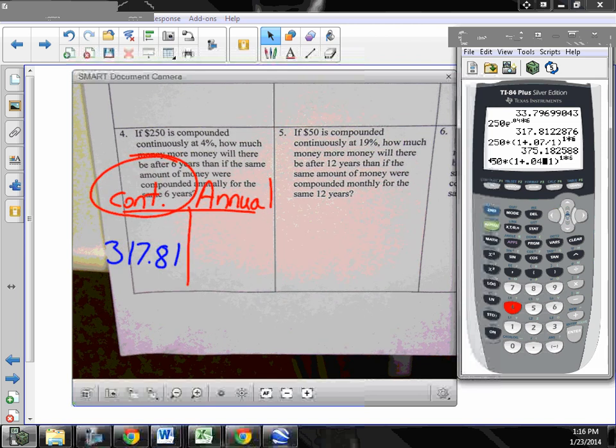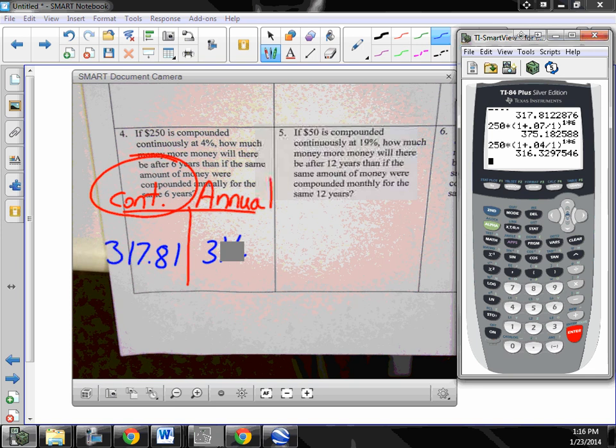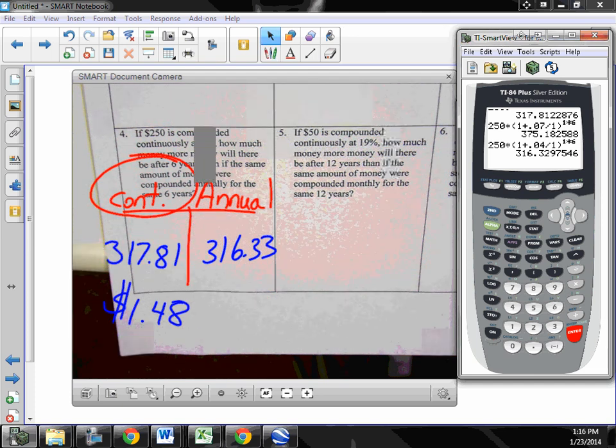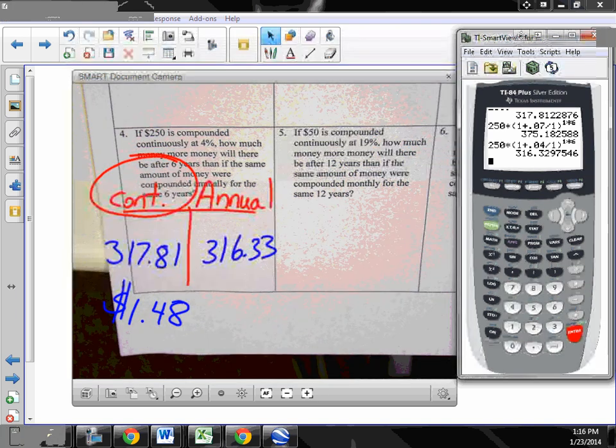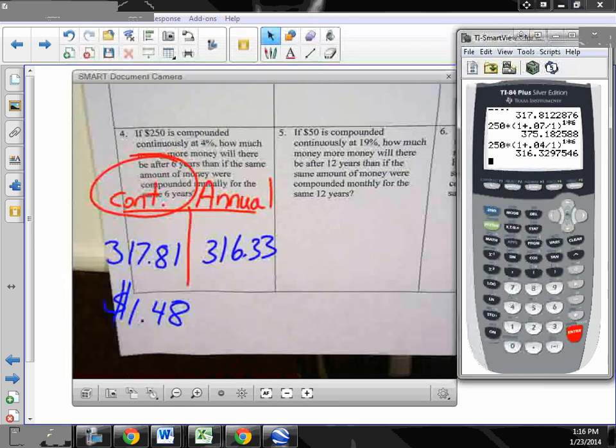Connor. So this one is 316.33, which is a difference of $1.48. And that's not very much because, for one, the investment was pretty small. 2, the interest rate is pretty low. And 3, 6 years is not a long time. So that's not a very big difference. But if you raise any of those values, the difference will be greater. Yeah, you'd still rather have continuous.